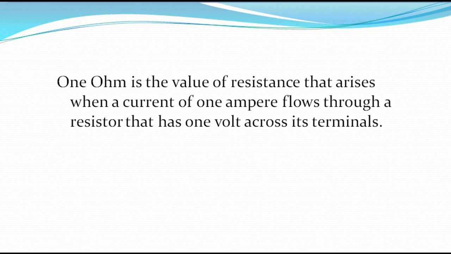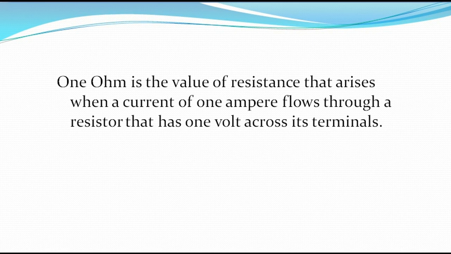Now, 1 ohm is the value of resistance that rises when a current of 1 ampere flows through a resistor that has 1 volt across its terminal. What I'm trying to explain here is the ohm of resistance that rises when a current of 1 ampere flows through a resistor that has 1 volt across its terminal.